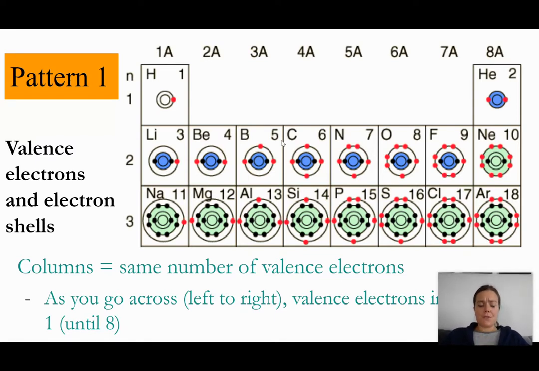So the first pattern to think about is our valence electrons and our electron shells. We now are very confident in the fact that every element in a column will have the exact same amount of what are called valence electrons, or electrons in the outside shell. As you go across the periodic table from left to right, you are going to see that the number of valence electrons increases by 1. So in this first column, they all have 1. In the second column, they have 2, 3, 4, 5, 6, 7, 8. So as you're going from left to right, the number of valence electrons increases.